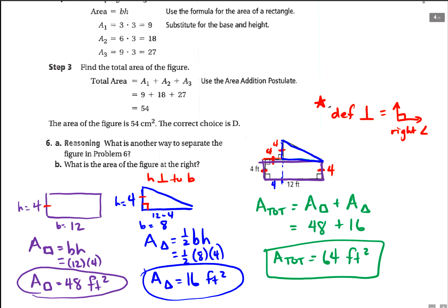And the area total, this is using our area addition postulate, which says that the total area is the area of the rectangle plus the area of the triangle. I simply put those two in, and the total area of our figure covers 64 square feet. We would need 64 square feet of carpet to cover that space.